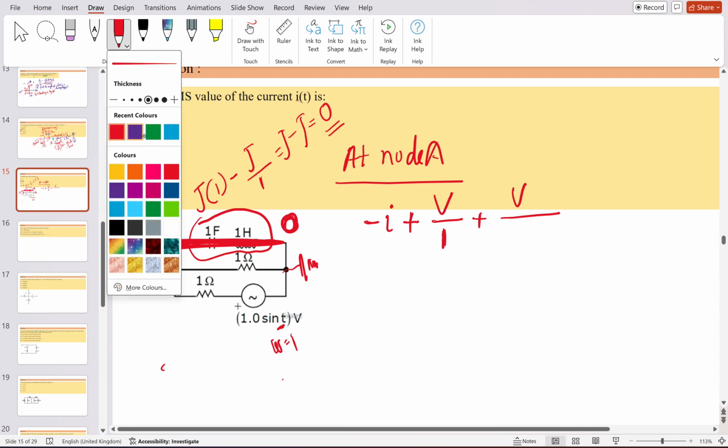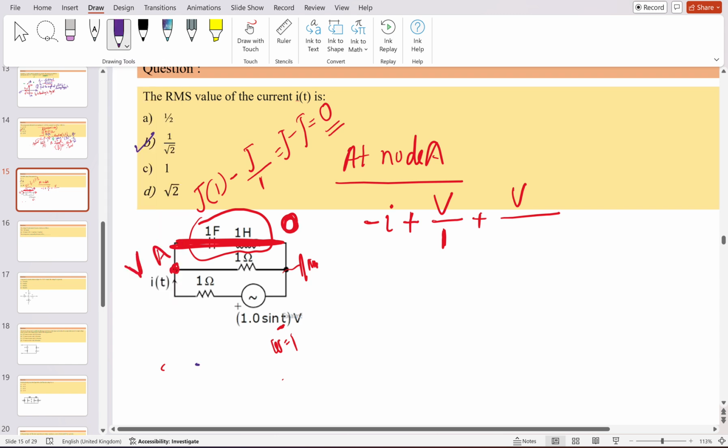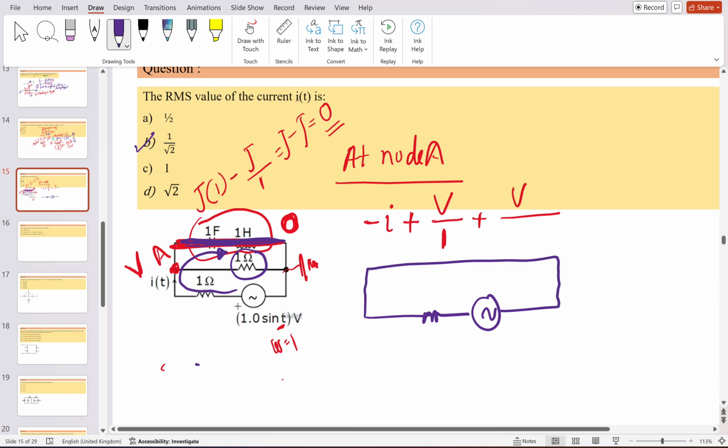And this is the shortest resistance path, and this 1 ohm will get shorted. Why? Because there is a 0 impedance which is appearing in parallel with that. So the current will flow simply from here to here, and the 1 ohm will not come into the picture. The equivalent will look like this. This is the source and this will get short circuited. So simply it will be like this, IT will be like this, and this is the 1 ohm. This is 1 sin t.